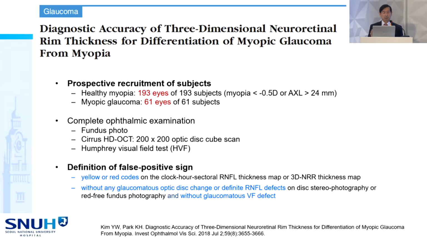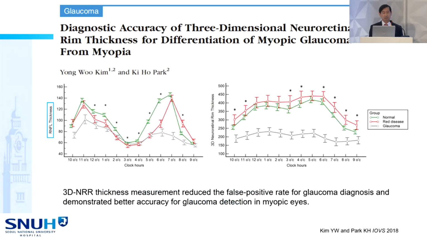So in healthy myopia and myopic glaucoma, we compared RNFL thickness and 3D neuroretinal rim thickness. The left graph is RNFL thickness. It cannot differentiate glaucoma from red disease. However, 3D neuroretinal rim thickness can clearly differentiate red disease from glaucoma cases.